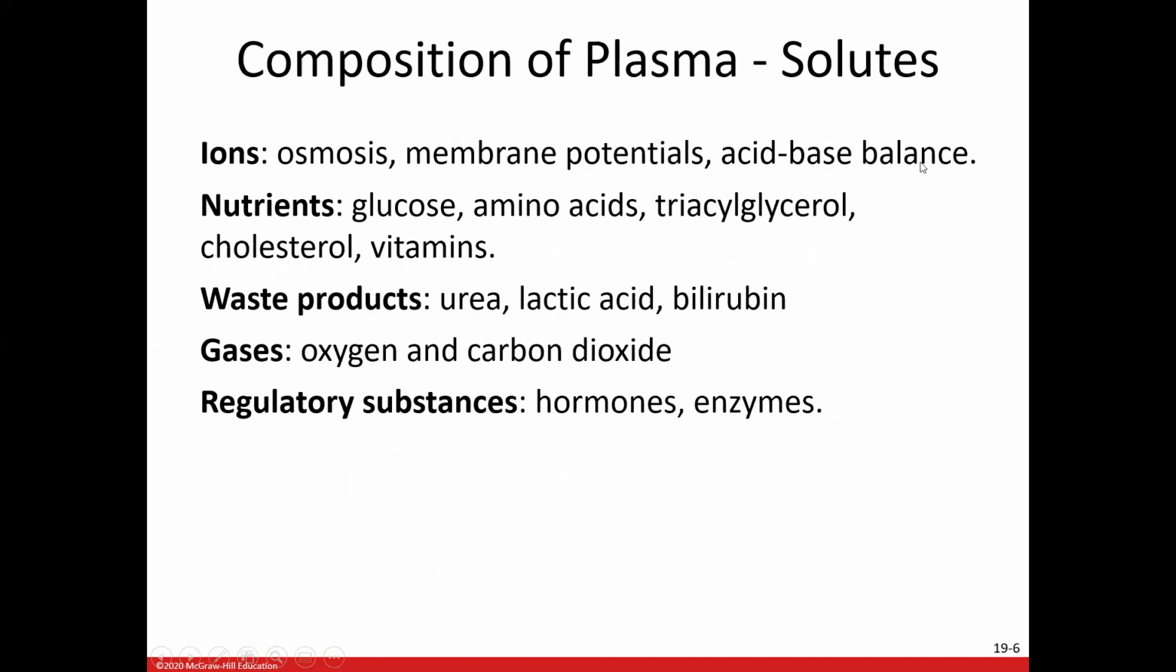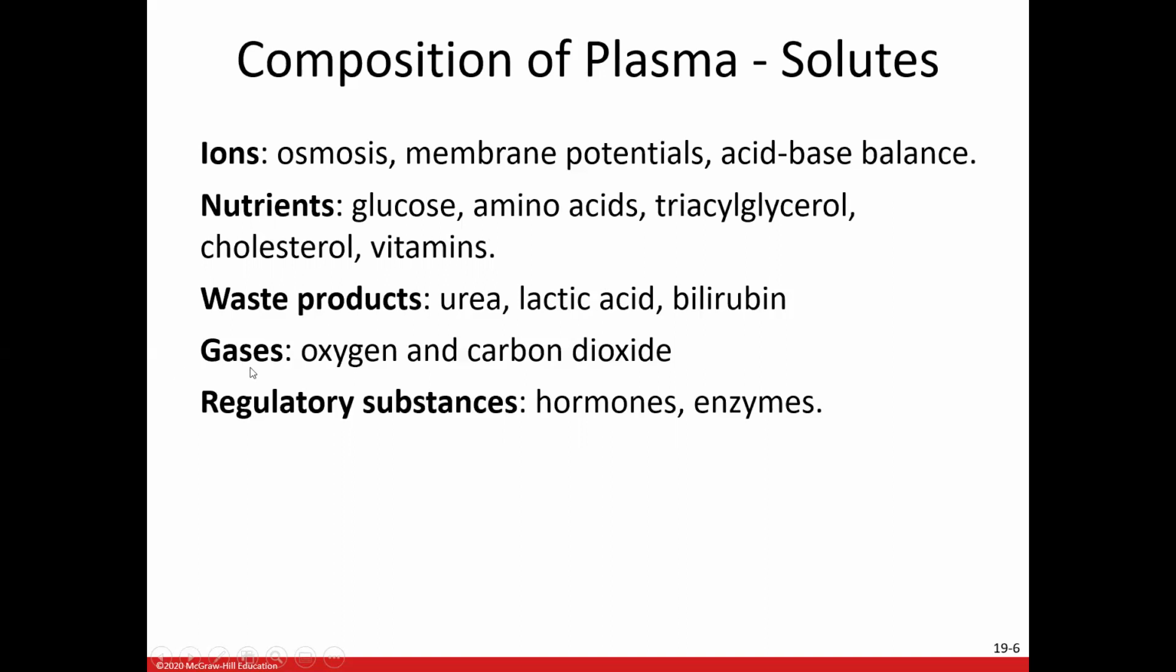Your nutrients, so things like glucose for cellular respiration, amino acids for building proteins, fats, vitamins, those are all nutrients that can be transported through the plasma. Additionally, things like lactic acid from cellular respiration, bilirubin from the liver are all waste products that, again, will be carried away from the organ system to be removed from the body.